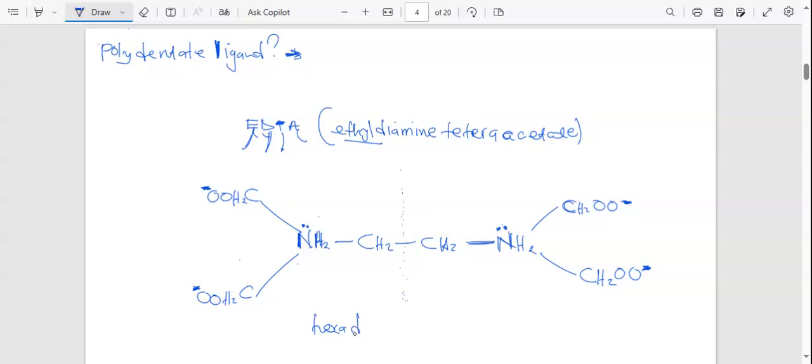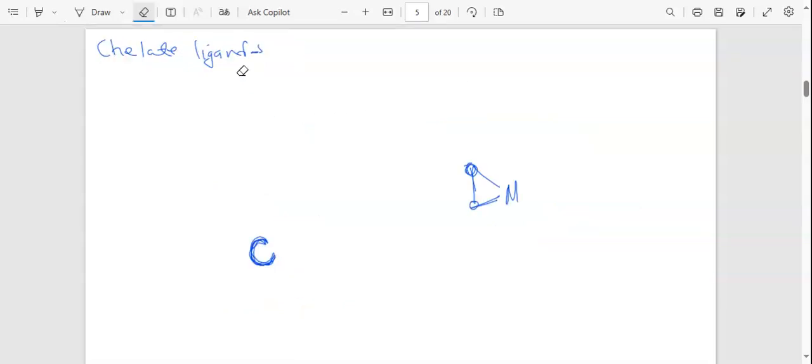Hexadentate ligand. So this is the hexadentate ligand, meaning that there are six ligands that bind to the central metal atom. Once these bind to the central metal atom, if they make a chelate like that, they now make a circle. One thing we need to know about chelates is that they are more stable because they make a circle, and it's not easy to break a bond that is in the form of a circle.